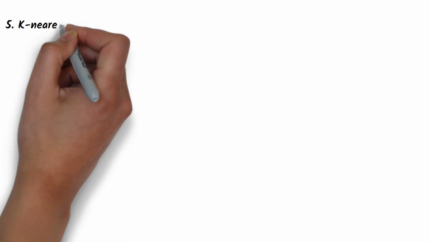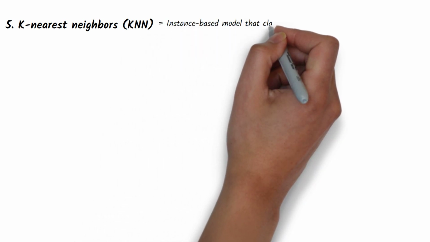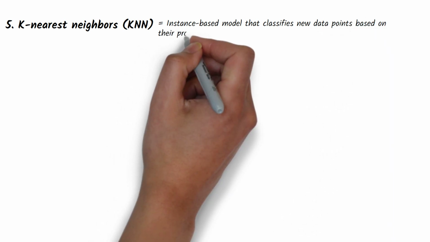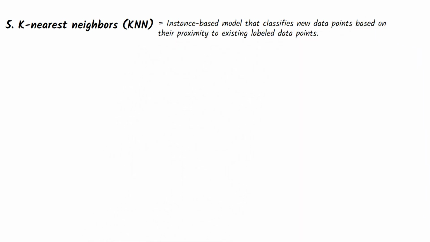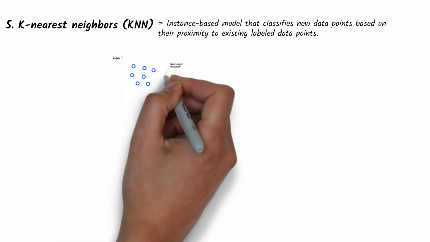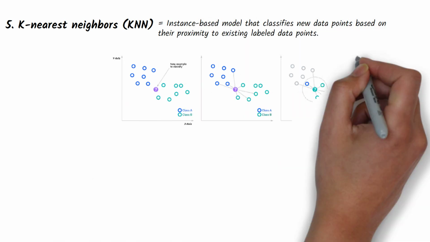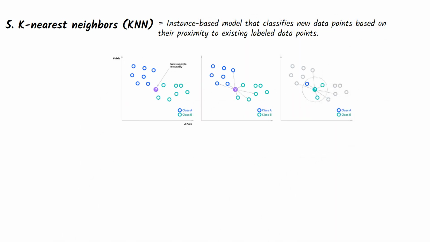Next model example is K nearest neighbor. K nearest neighbor, or KNN, model is a simple instance-based model that classifies new data points based on their proximity to existing labeled data points. KNN is often used for classification tasks such as classifying images or identifying spam mails, etc.